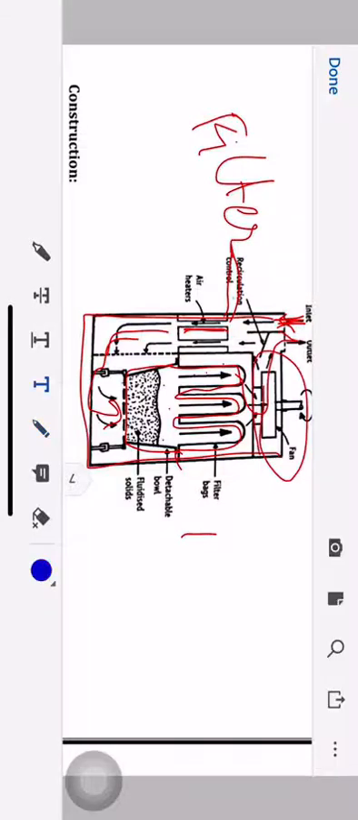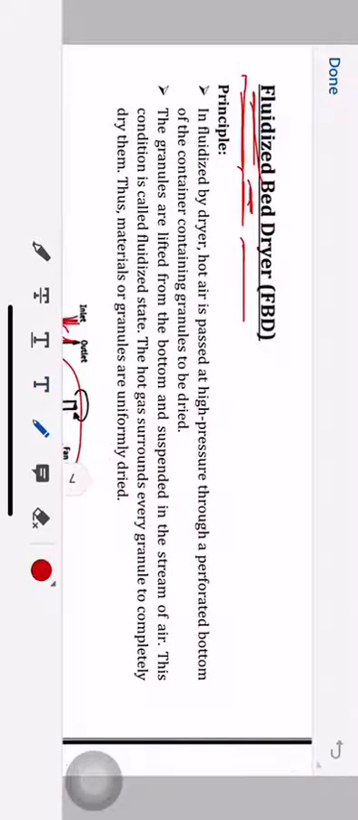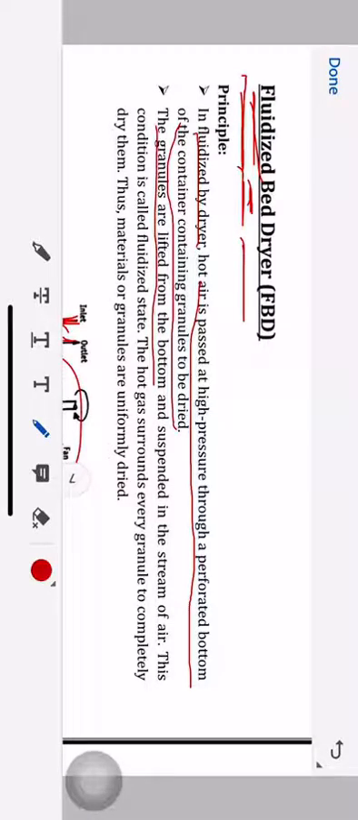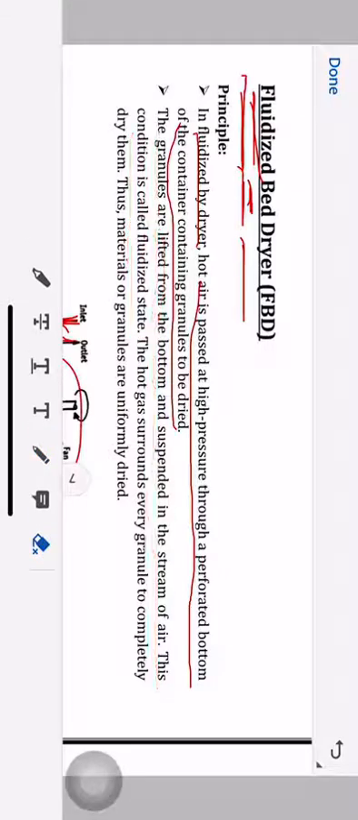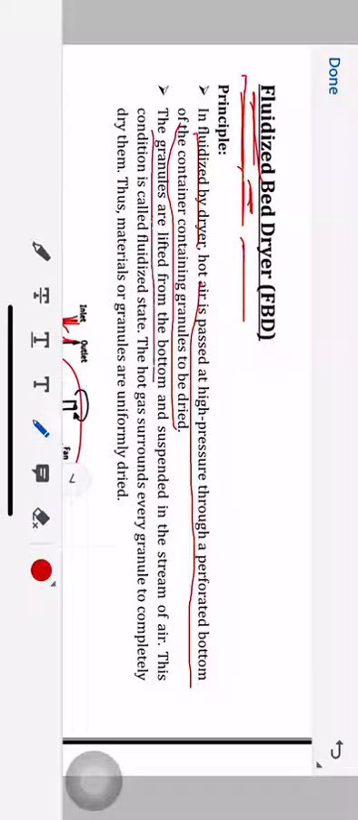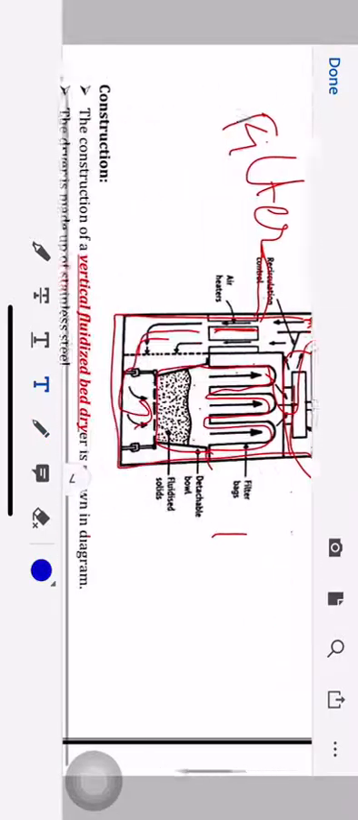Now let's understand the principle. In a fluidized bed dryer, hot air is passed at high pressure through a perforated bottom of the container containing granules to be dried. The granules are lifted from the bottom and suspended in the stream of air. This condition is called the fluidized state. The hot gas surrounds every granule to completely dry them. Thus, materials or granules are uniformly dried. Okay, so this is the principle.